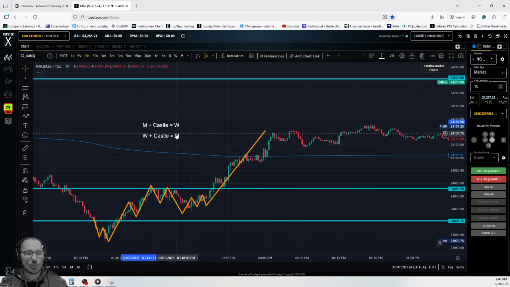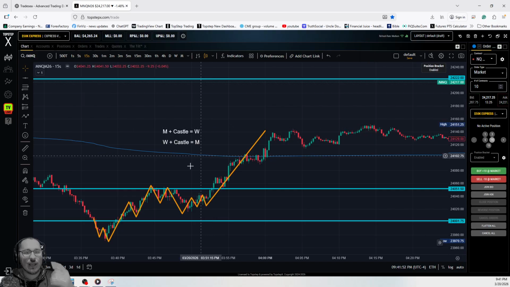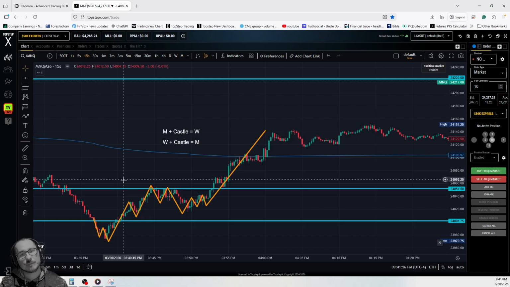It's not like an official thing or anything like that. It's just how my eye sees the pattern or the reversal. That's all. W, castle, M.